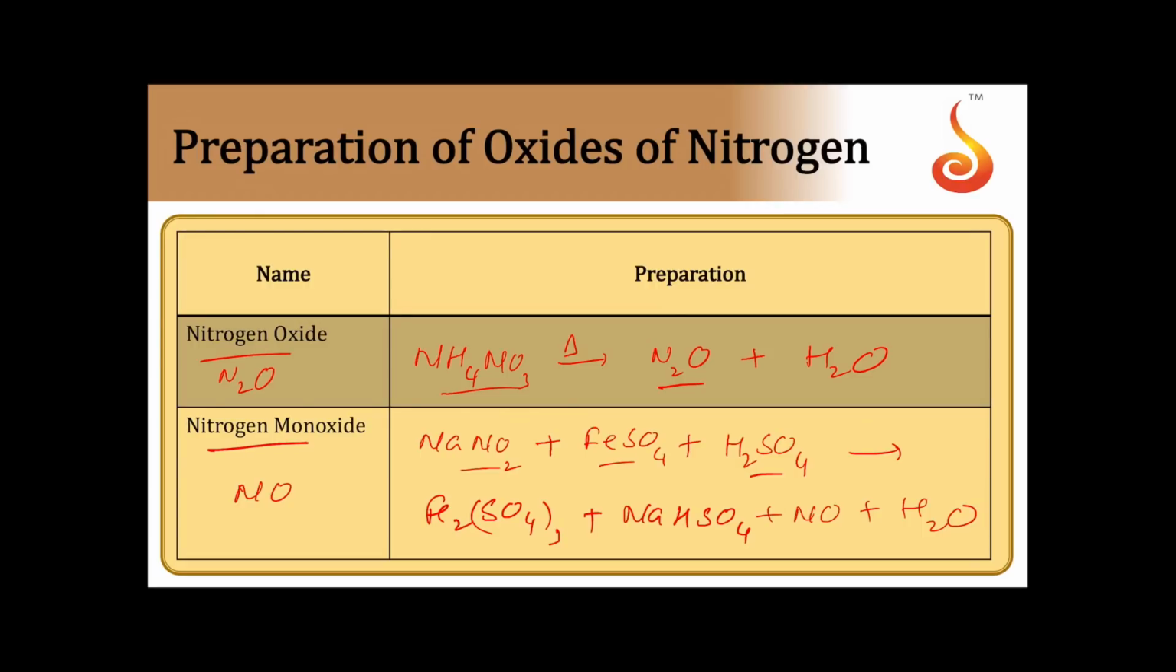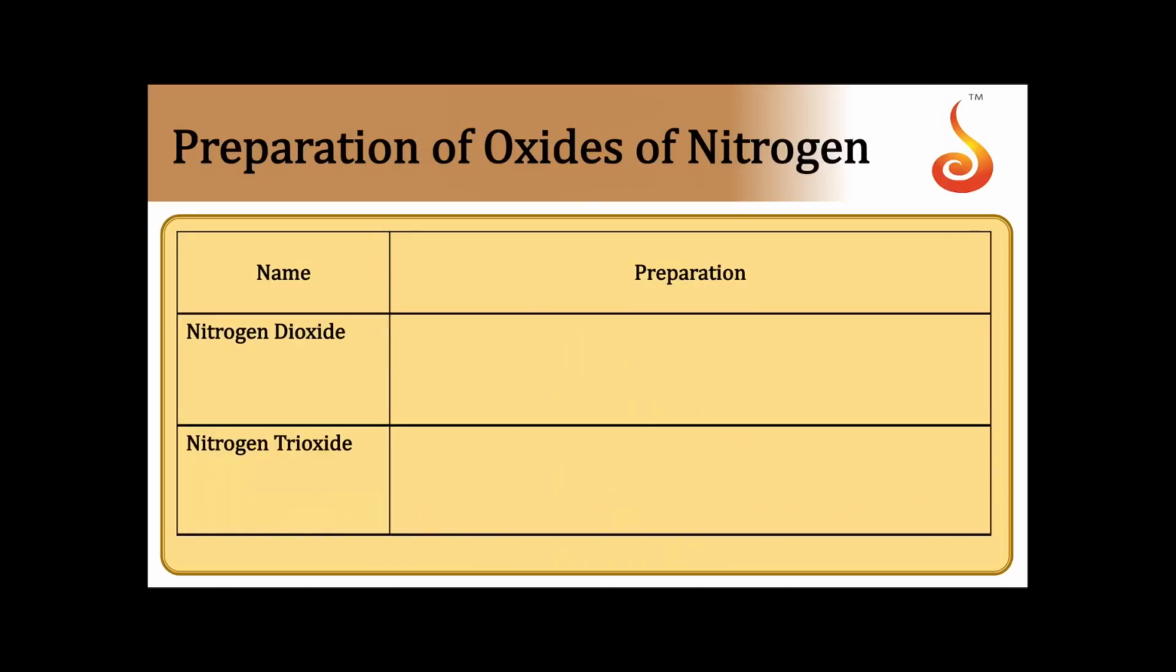So by heating a mixture of sodium nitrite, ferrous sulfate, sulfuric acid, we get nitric oxide plus other products: ferric sulfate, sodium bisulfate. I am not balancing the equations here. I am just writing the main products and reactants here. So nitrous oxide is obtained by heating ammonium nitrate. Nitric oxide is obtained by heating a mixture of NaNO2, ferrous sulfate and sulfuric acid. Let us take the next one.